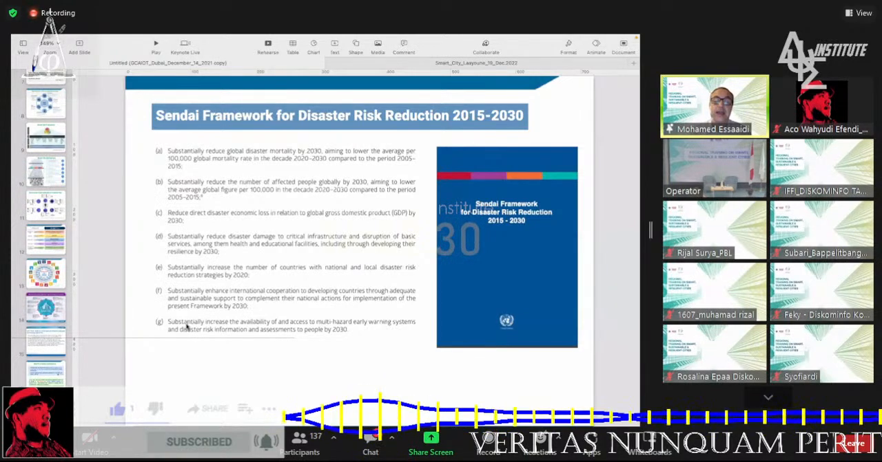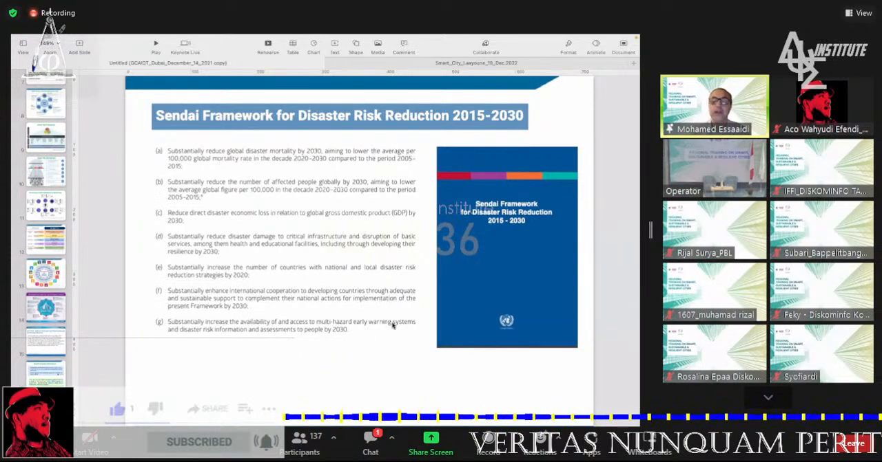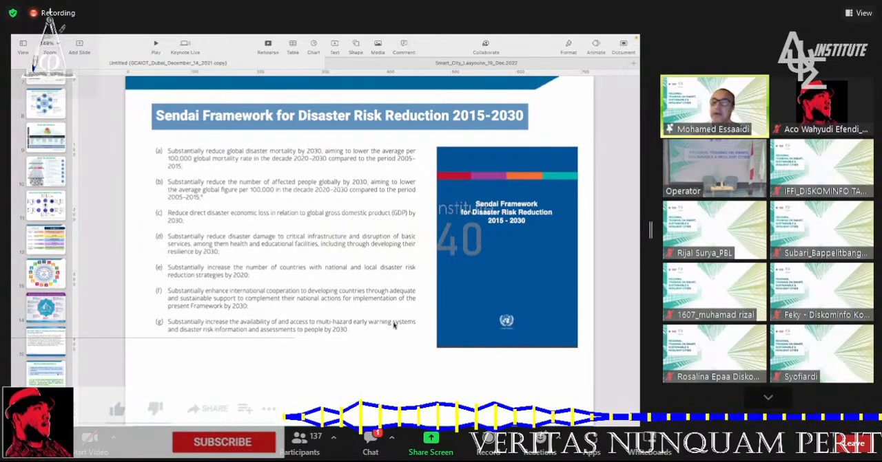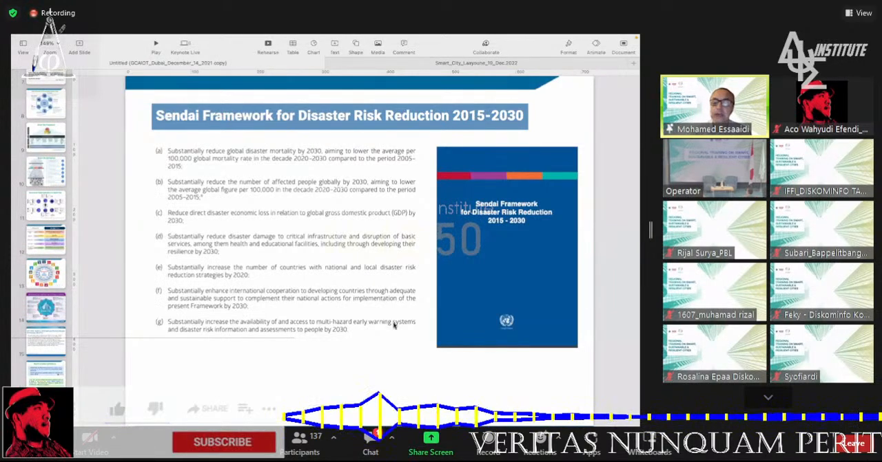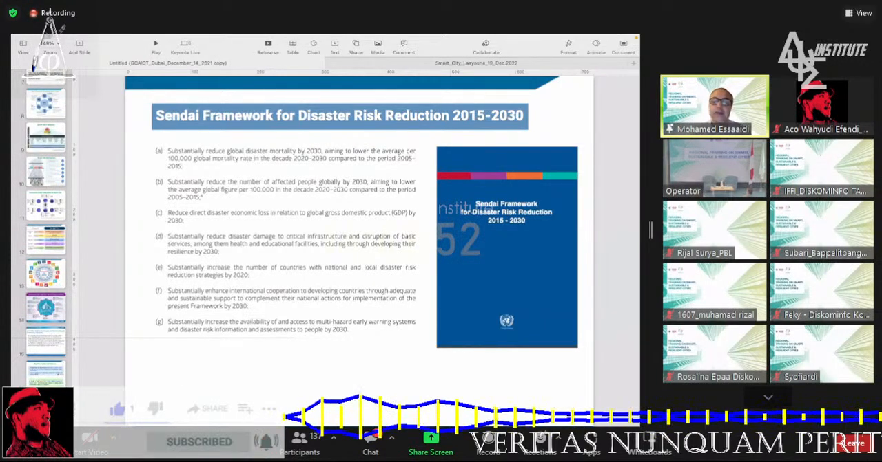So actually the last target here is really strong. When we speak about early warning systems, early warning systems are mainly based on technologies. You need sensors, you need data, and you need insights from data to get insight from any risk or hazard that may happen within a city.